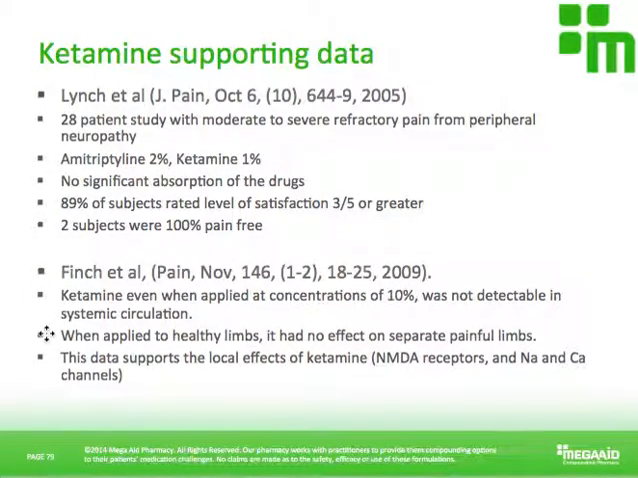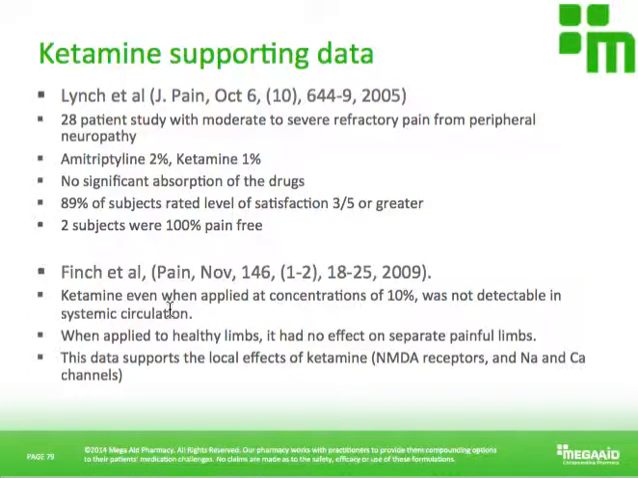There's a lot of data that's now coming out that supports ketamine clinically for using it for pain. For example, there's a study, and in this study, we had 28 patients that had moderate or severe refractory pain from peripheral neuropathies. And these patients received a treatment with a topical cream that contained 2% ketamine and 1% amitriptyline. And what the researchers actually found is that there was no significant absorption of these drugs, but 89% of subjects rated their satisfaction level as 3 out of 5 or greater, and 2 of the subjects were completely pain-free.